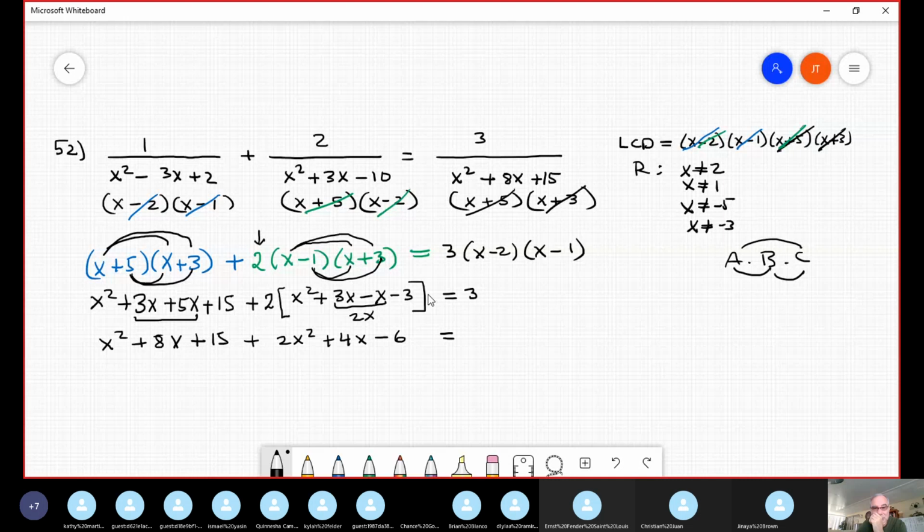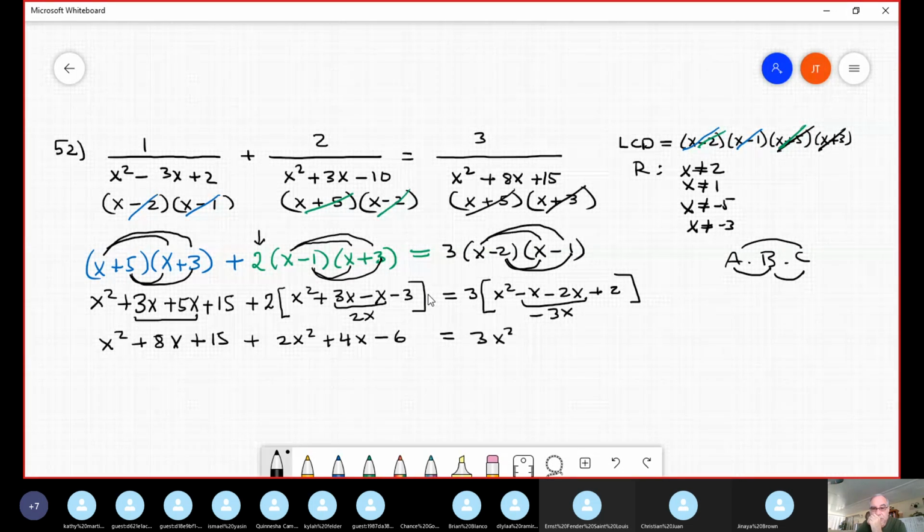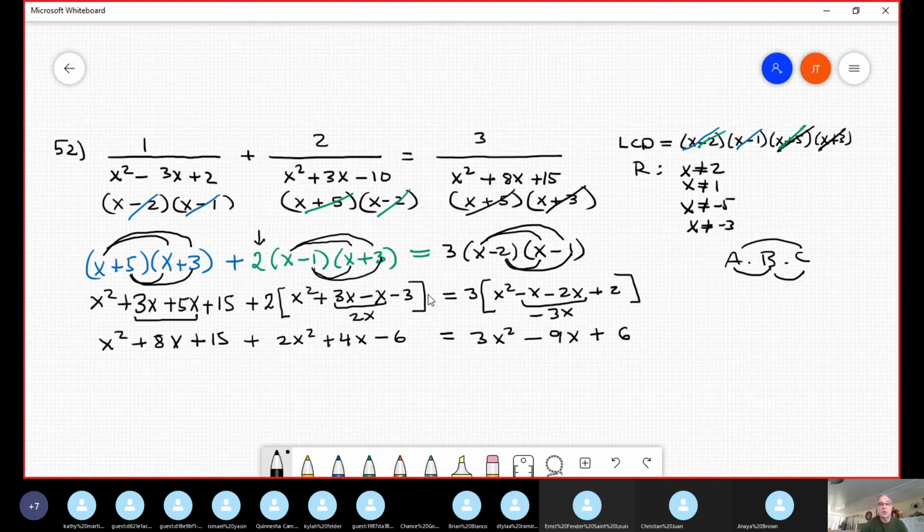Let's do exactly the same here. 3 bracket and you follow. x squared minus x minus 2x plus 2. This and this together is minus 3x. And multiplication by 3 is 3x squared minus 9x, no? Because 3 times 3 is 9. Negative, of course, plus 6. Wow, too much. But we're almost finished.